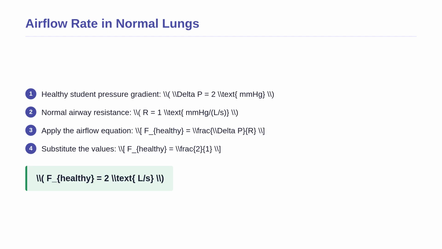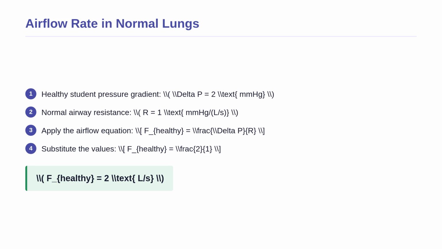Let us apply this airflow equation to a real-world scenario. We are given a healthy student who generates a pressure gradient of 2 millimeters of mercury during a normal breath. Their healthy, open airways have a minimal resistance of 1 unit. We want to find out how fast the air is moving into their lungs.